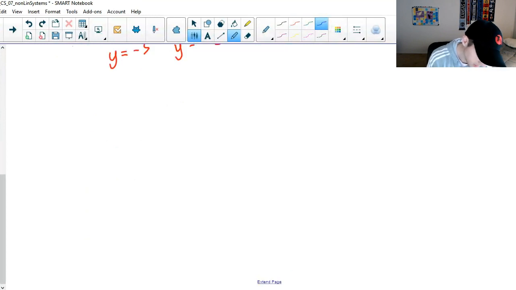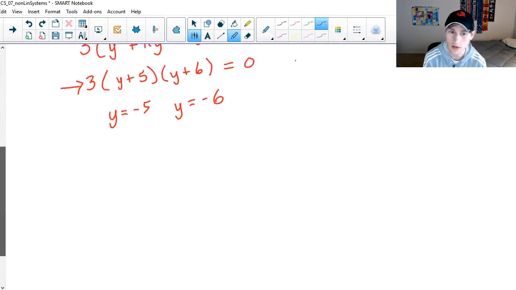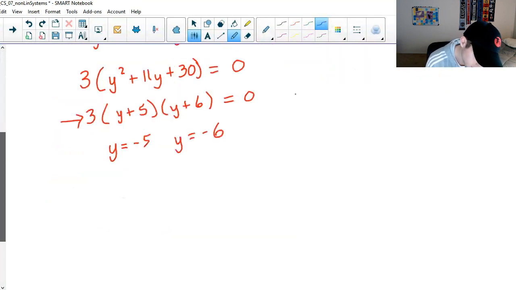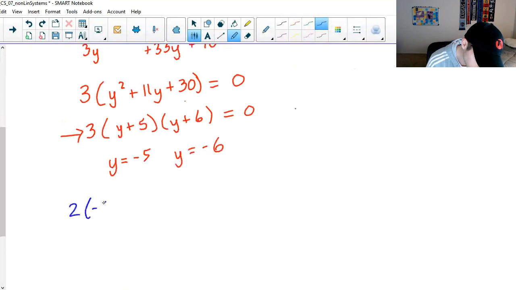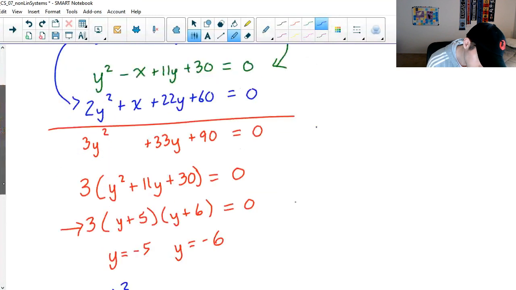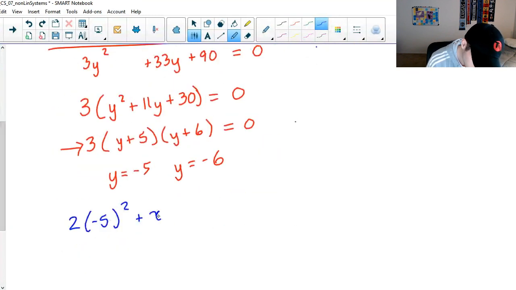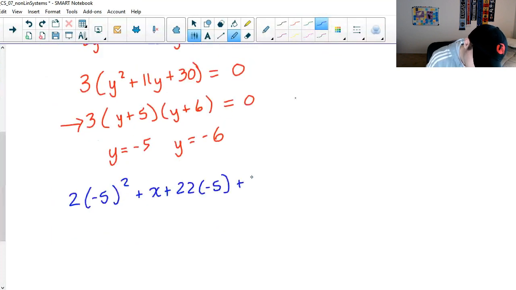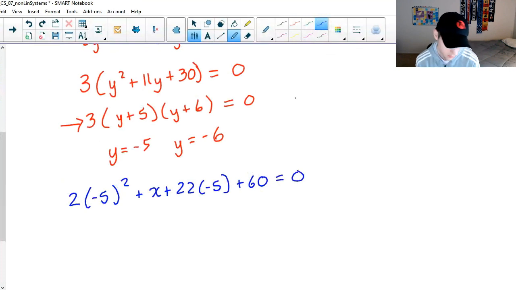Okay, so I'm going to do my two cases now because I have two y values, and I'm going to plug those back in to solve for x. We can choose either equation to do that. It doesn't matter. I'll do the second equation because why not? So 2 times -5 squared plus x plus 22 times -5, plus 60 equals 0.